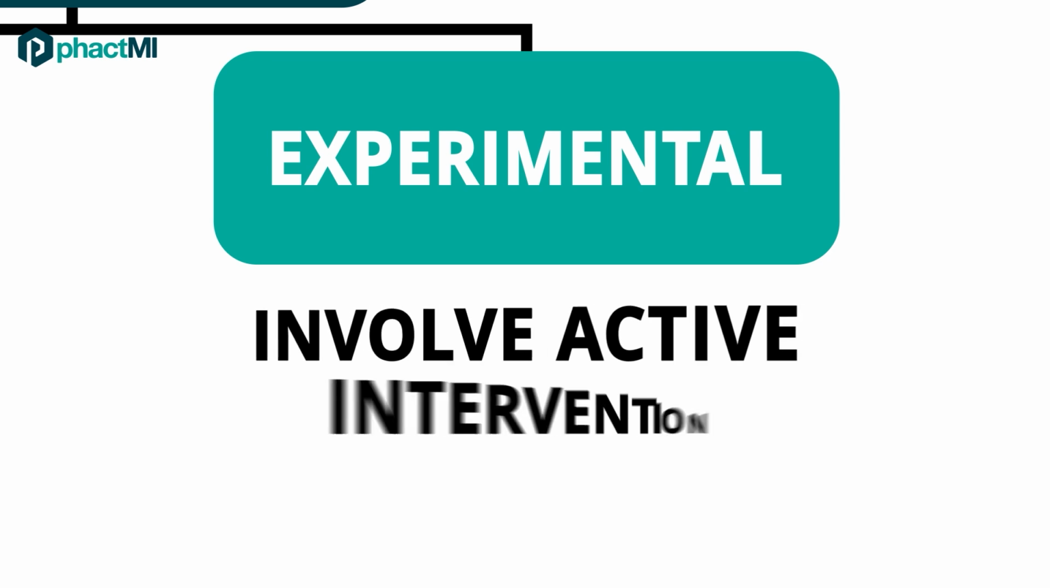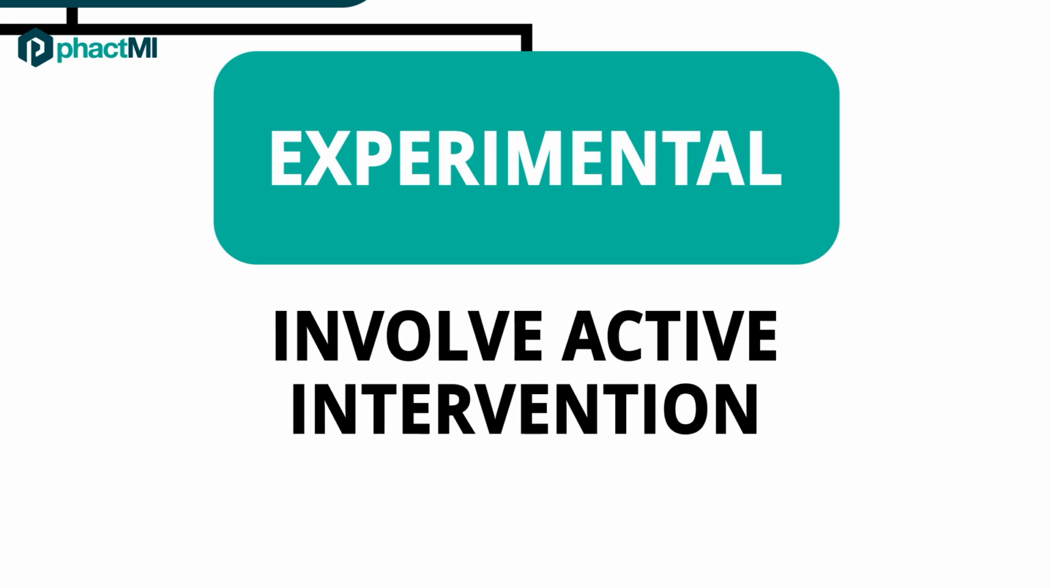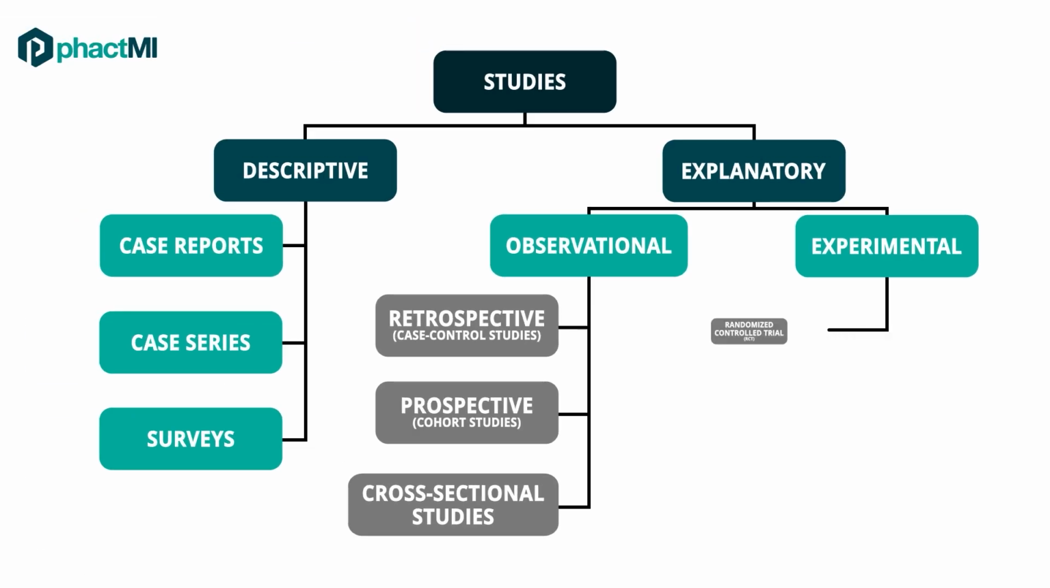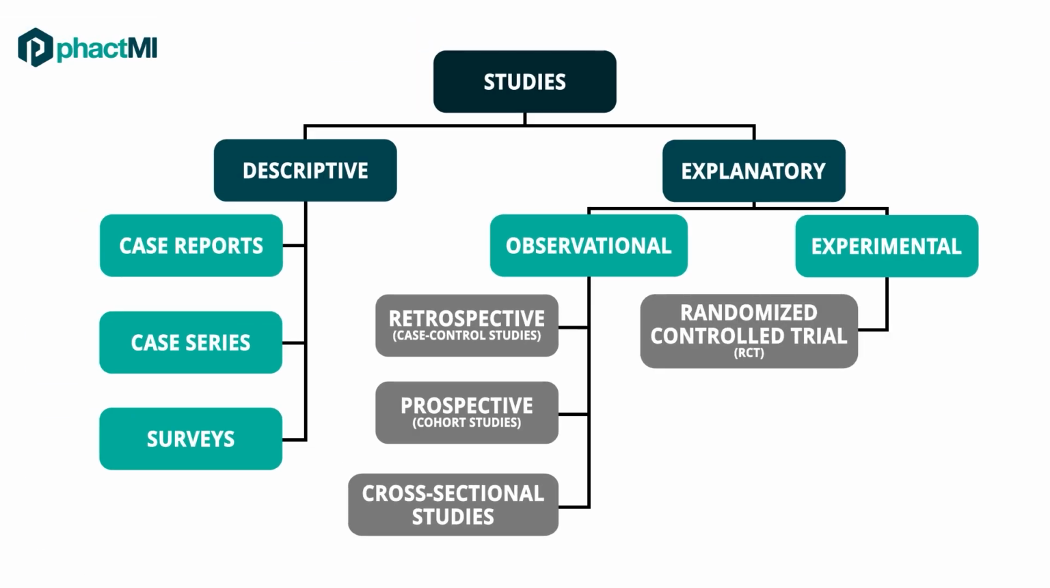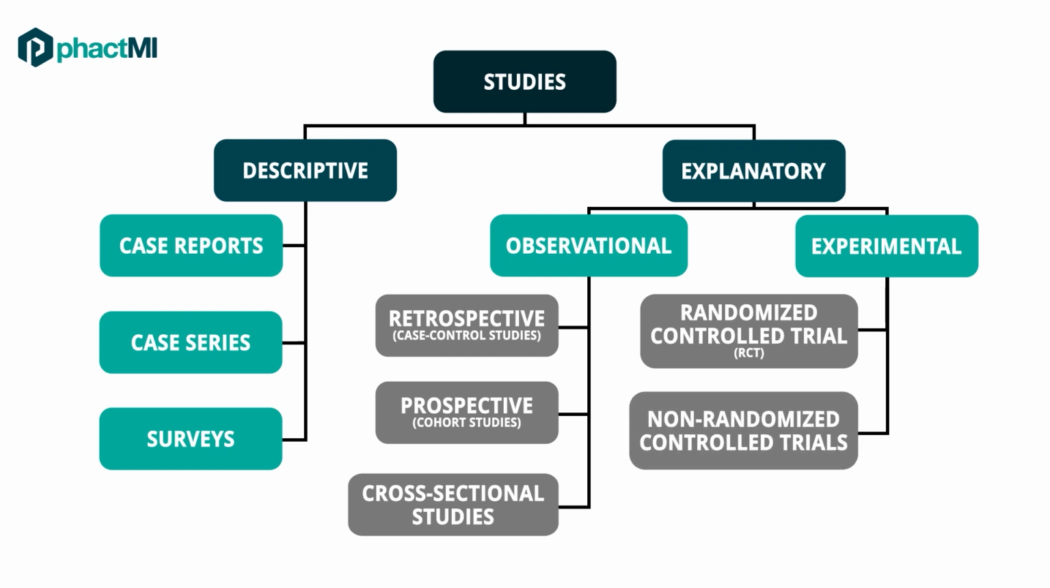Experimental studies involve active intervention. Researchers assign participants to treatment or control groups to test the effect of an exposure. The gold standard is the randomized controlled trial, or RCT. Participants are randomly assigned to groups to reduce bias. RCTs provide the strongest evidence for causality. Non-randomized controlled trials are similar to RCTs but without random assignment, which may introduce bias.